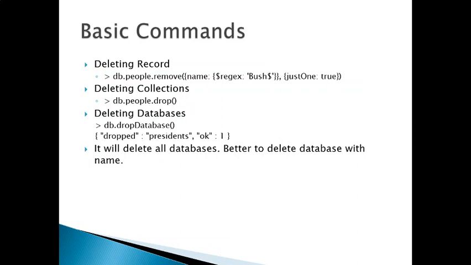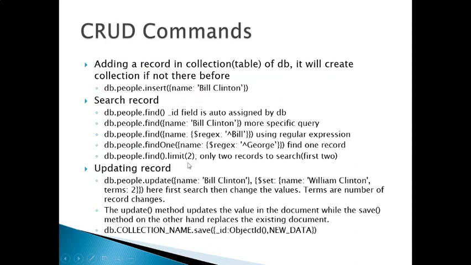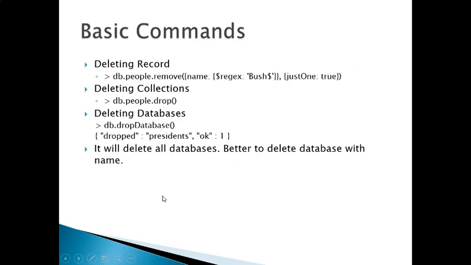To delete a record, we have seen inserting the record, we have seen finding and searching the record, we have seen updating the record. Now to delete the record, what we need to do is db.people.remove. Now it will search this record and will delete one. If we don't pass this, it will delete all the records which match this regular expression.